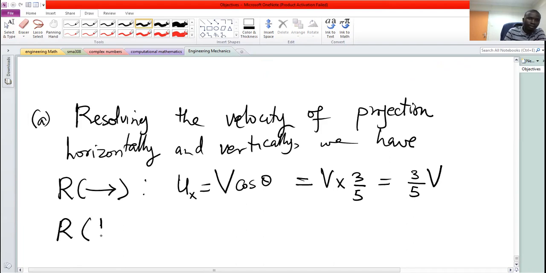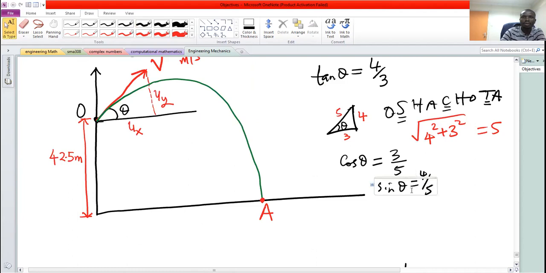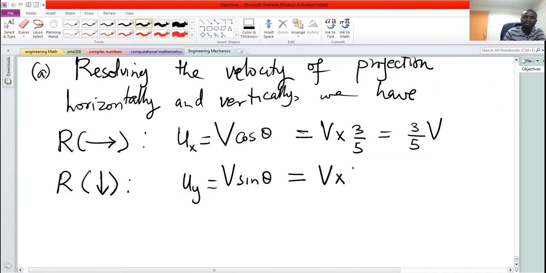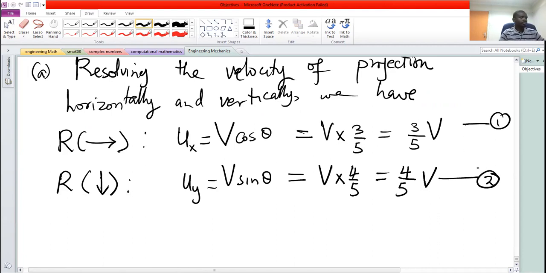Vertical projection. Now, when you throw this thing upward, then it's going down. So that's why I'm showing this direction. We'll have uy is V sine theta, which from this problem is 4/5. So this is 4/5 V. You can call this one equation 1, and this one equation 2. This arrow is drawn to show that the motion of this particle is downwards.